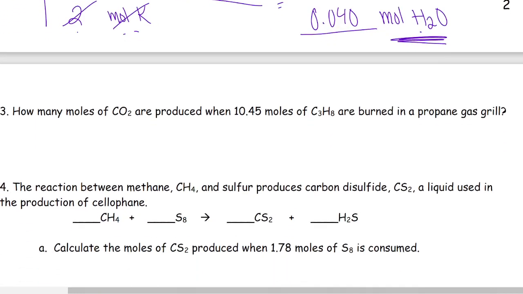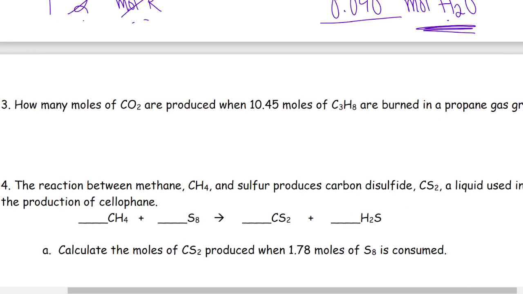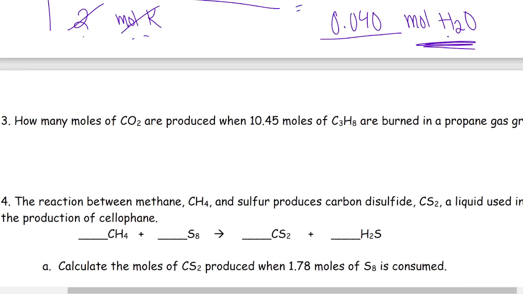Let's set up this next question together, and then I will let you calculate it to solve. I think there was some context that was maybe taken out. So it says, how many moles of CO2 are produced when 10.45 moles of C3H8 are burned in a propane gas grill? So I don't have a balanced chemical equation, so you're going to need to write a balanced chemical equation. I know that my reactants will be over here, my products will be over here.